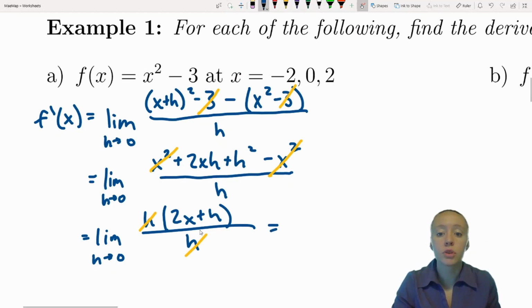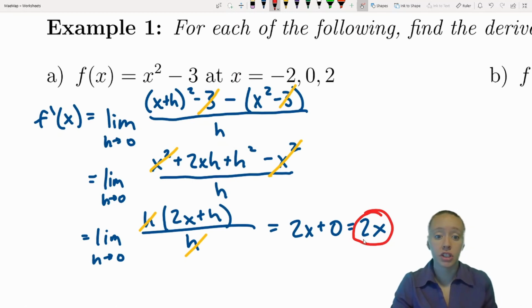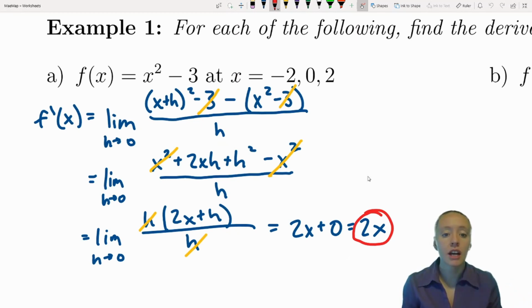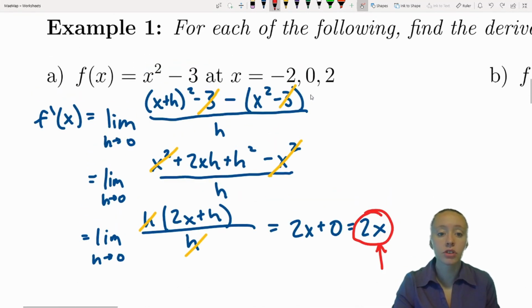So the limit of 2x plus h as h approaches 0 is going to be 2x plus 0, which equals 2x. So this right here is the derivative of my function, 2x. So if I were to graph this x squared minus 3, the slope of my tangent line, anywhere along that function, I can find by plugging in my point value for x, and the derivative is going to be 2x. That slope of the tangent line is 2x. So if I want to know the slope at -2, well, I'm going to plug -2 right on in.